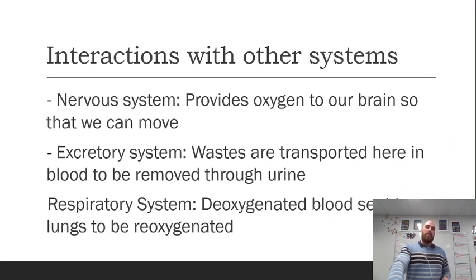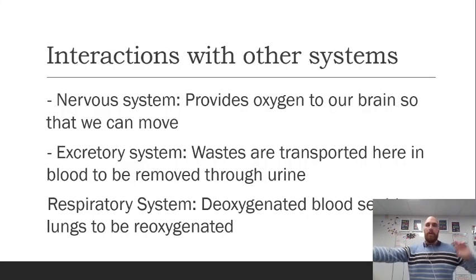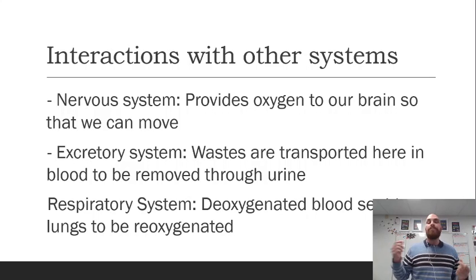We wanted to talk about our learning intentions here, like the interactions with other systems. I just brainstormed a couple of them. Nervous system: our circulatory system provides that oxygen to our brain, for example. If we don't have our brain, it makes it very hard to move. We'd still be able to do a little bit, but we need our brain, and oxygen needs to go to the brain. If we don't get oxygen to the brain, we're in a lot of trouble.